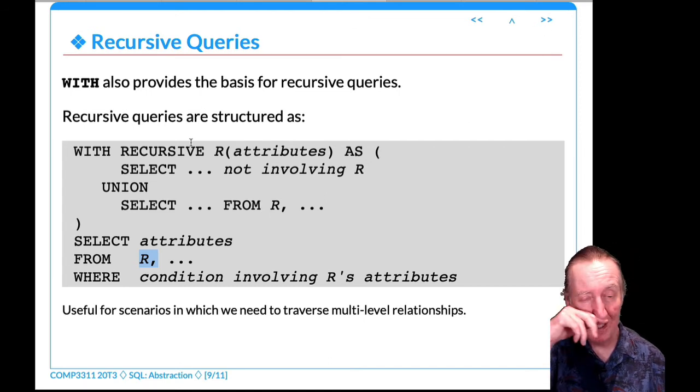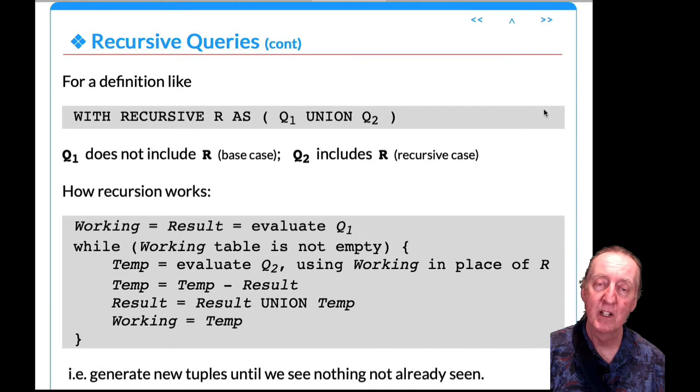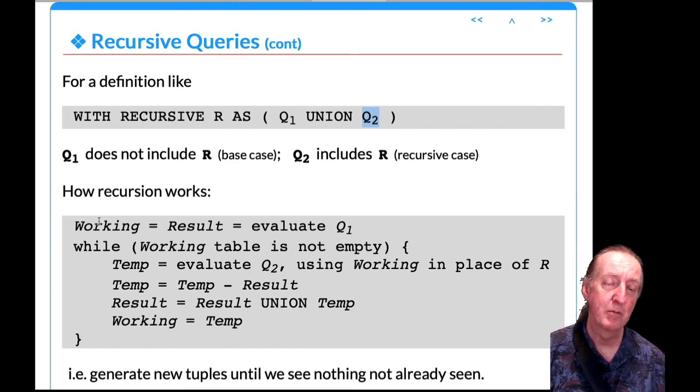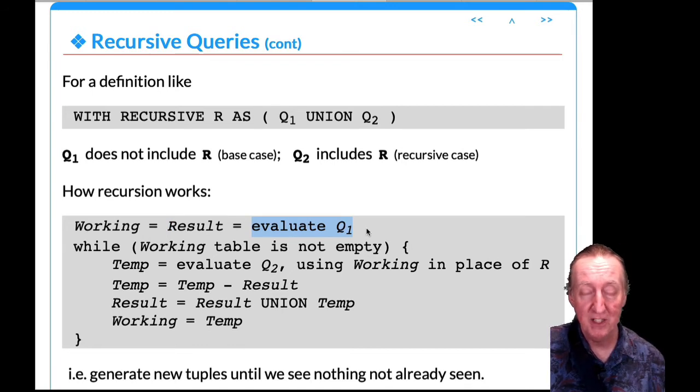So once again, just a reminder, we're defining a recursive function in terms of a base case query and a recursive query, if you like. The base case doesn't include R, it's not recursive, but Q2 is the recursive case, so it has to include R. The notion is that we've got some temporary tables. We've got a table called working, and a table to hold the final result, and we populate both of those tables initially by evaluating the base case.